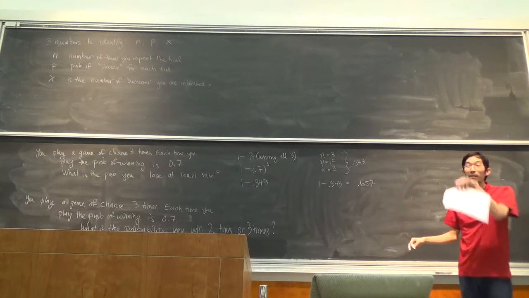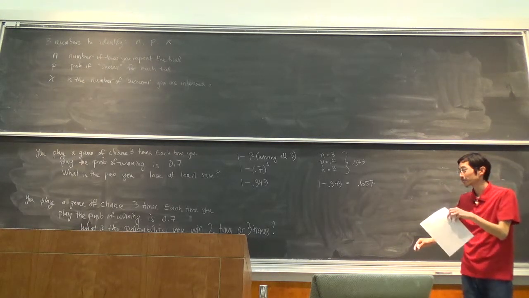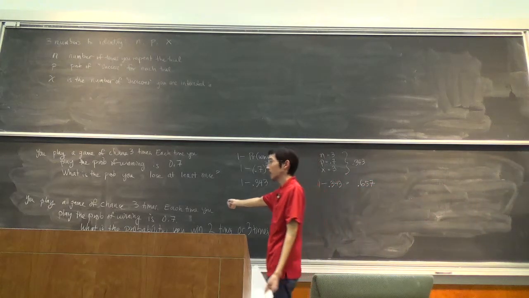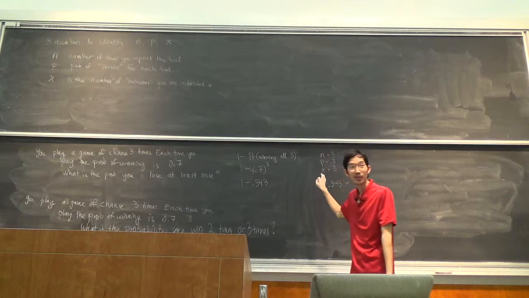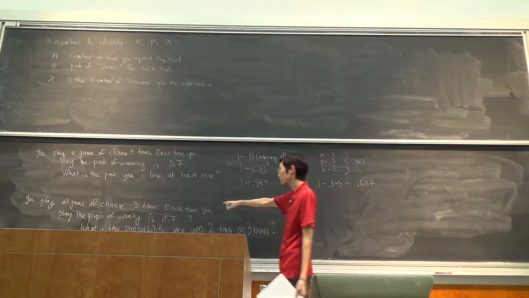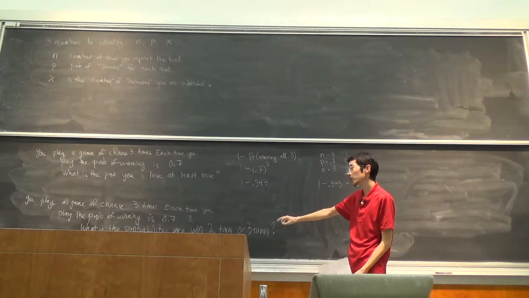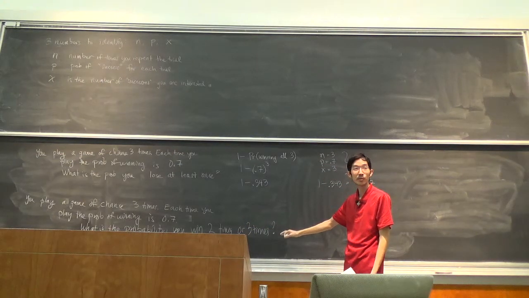You guys write that down. Over here, let's try this one. Was this problem okay? You play a game of chance 3 times. Each time you play, the probability of winning is 0.7. What's the probability of winning 2 times or 3 times?